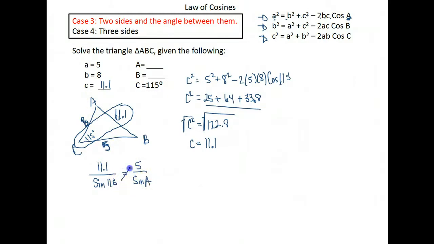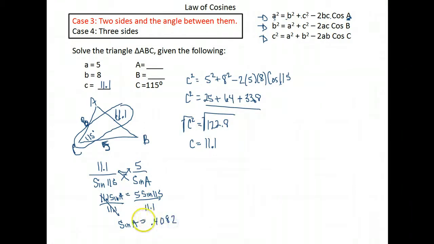We need to solve for A, so first I'm going to cross multiply so I can get it out of the denominator. That gives me 11.1 times the sine of A equals 5 times the sine of 115. Again, we're trying to isolate the A, so we divide both sides by 11.1. And so far we have the sine of A is 5 times the sine of 115 divided by 11.1, and that gives me 0.4082.